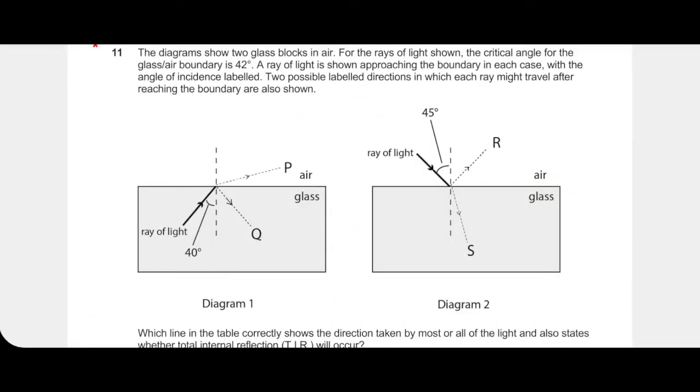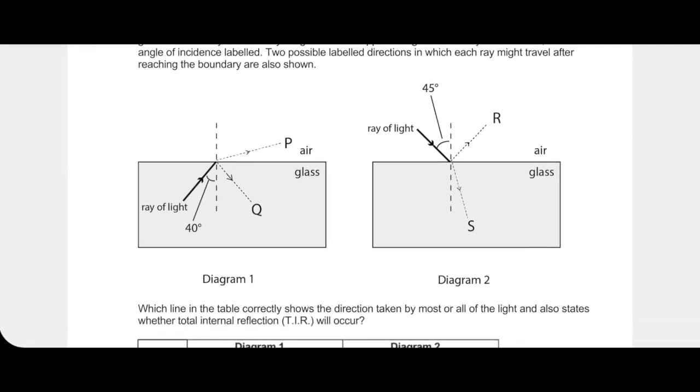Question number 11. The diagram shows 2 glass blocks in the air. For the rays of light shown, the critical angle for the air glass boundary is 42 degrees. A ray of light is shown approaching the boundary in each case, with the angle of incidence labelled. 2 possible directions in which each ray might travel after reaching the boundary are also shown. Which line in the table correctly shows the direction taken by most or all of the light, and also states whether total internal reflection will occur?